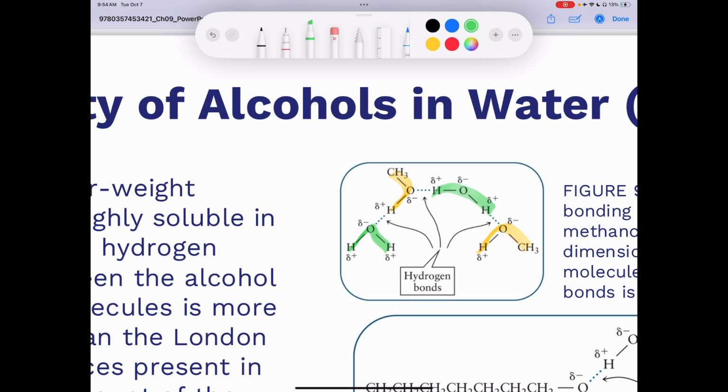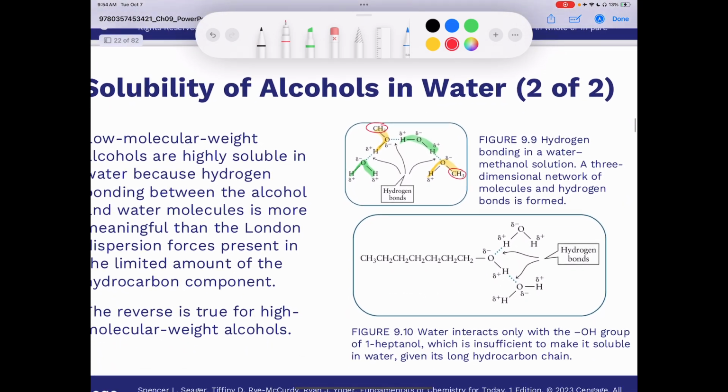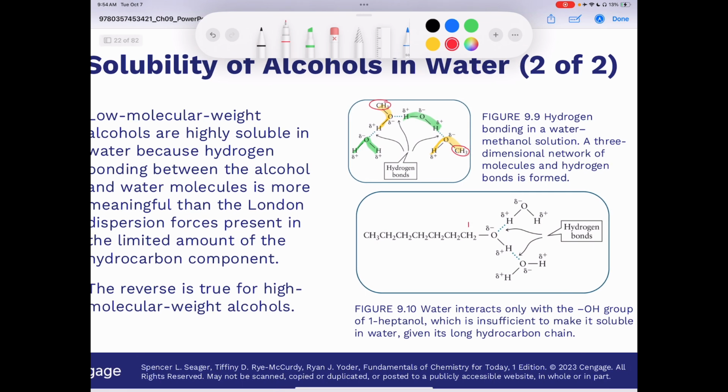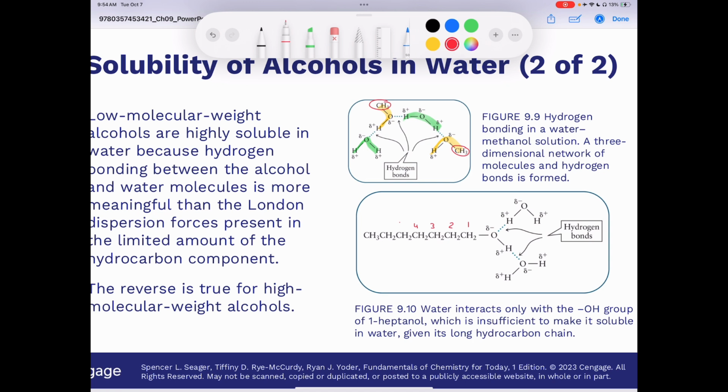But you see those dashed lines that represent the hydrogen bonds, and you see that the nonpolar portion is very small with methanol. But if we take a look at this example that they showed here, which has one, two, three, four, five, six, seven carbons, so this is 1-heptanol. And this is a water molecule here, and this is a water molecule here.